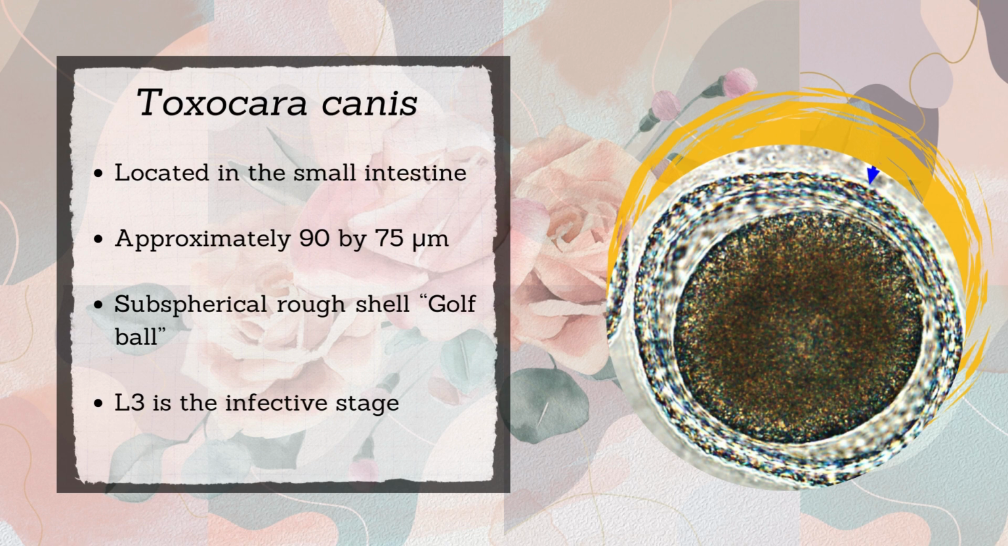The eggs of Toxocara canis measure approximately 90 by 75 micrometer and are subspherical with a thick, rough shell similar to a golf ball. Each egg contains 1 or 2 cells when freshly passed. Adult Toxocara canis are located in the small intestine of the dog, and eggs leave the host in the feces. An infective third-stage larva develops in each egg after 3 to 4 weeks in ideal environment conditions.